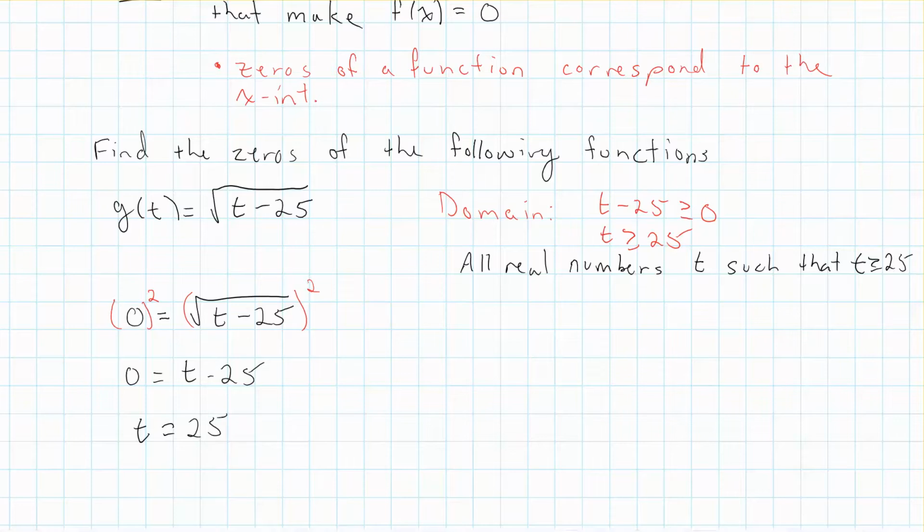Now, we should check, is t equal 25? Is 25 part of the domain? Yes, the domain is all values t such that t is greater than or equal to 25. So that is okay. So this is my 0 here.